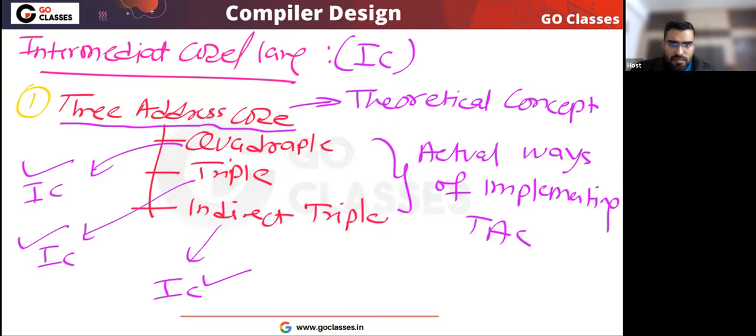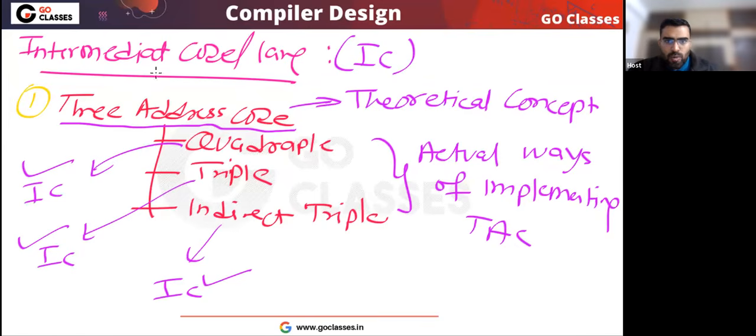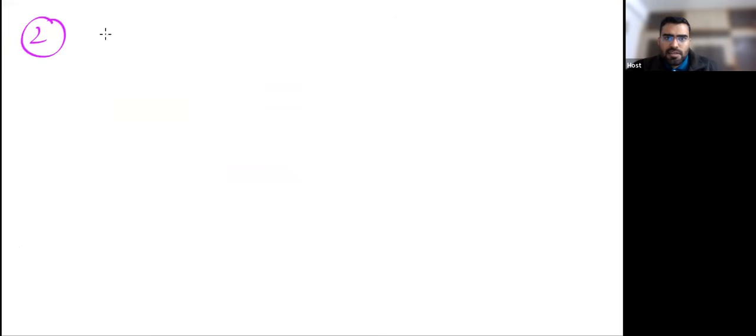Another, what else we have? The most popular one is this 3 address code. This is the most popular intermediate code, the most popular intermediate language. And the second is what we have?